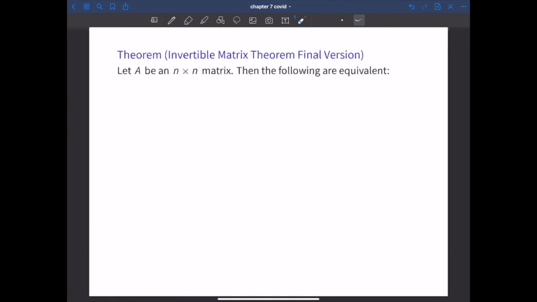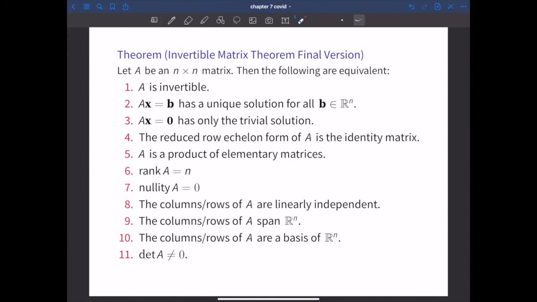We've seen the invertible matrix theorem come up time and time again in this class. Remember what this theorem is telling you: if I give you a square matrix, an n by n matrix, then there are a bunch of facts that are all equivalent to the matrix being invertible. Here's a lot of the things we saw.